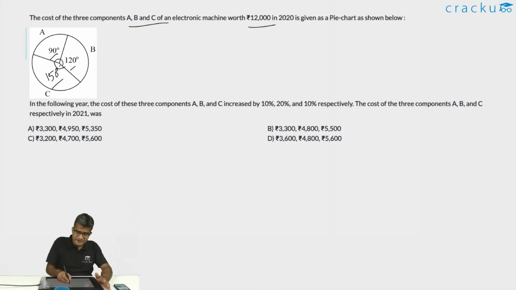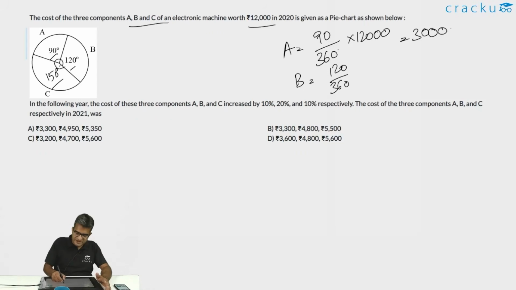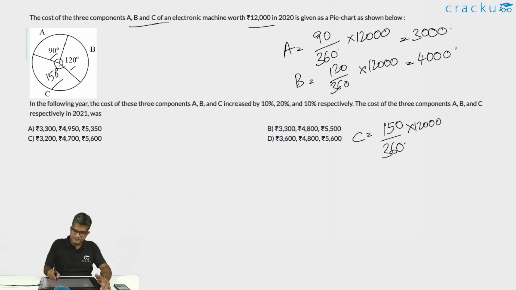So the cost of A will be 90 degrees, which it is leaving, divided by the total angle around a point, which is always 360 degrees, into the total cost, which is 12,000. This is equal to 3,000. The cost of B is equal to 120 degrees, which it is leaving, divided by 360 into again the total cost, which is 12,000. This is equal to 4,000. And the cost of C is equal to 150 divided by 360 into 12,000. This will be 5 by 12 into 12,000. So this is 5,000.